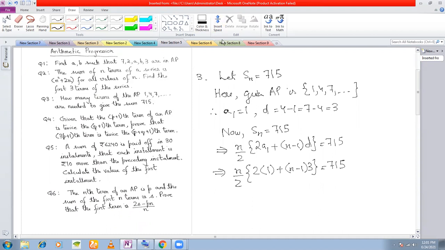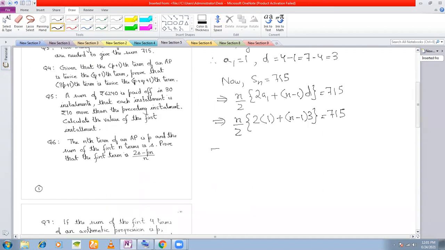Now we just need to simplify to get the value of n. Simplify the left hand side. You will get n by 2 times (3n minus 1) is equal to 715. Cross multiply, and you get 3n square minus n is equal to 1430. Now express this as a quadratic: 3n square minus n minus 1430 is equal to 0. So this is your quadratic.